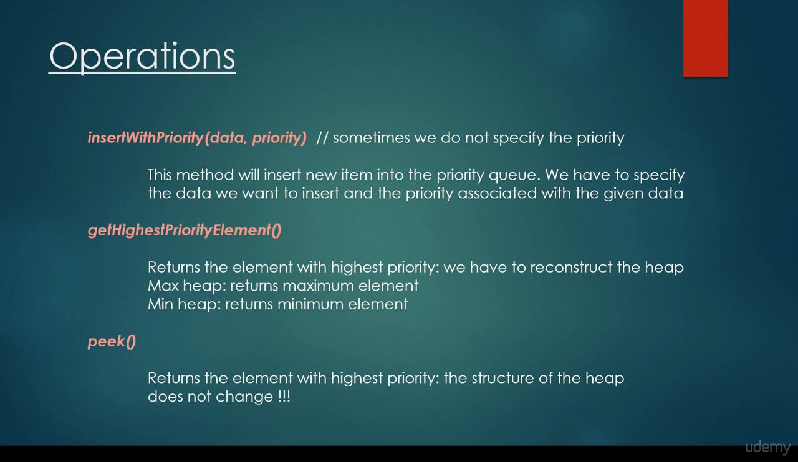What about the peek method? It's quite similar to what we have seen for stacks and queues. It returns the element with highest priority, but the structure of the heap does not change. So we just return the value without removing that given item.